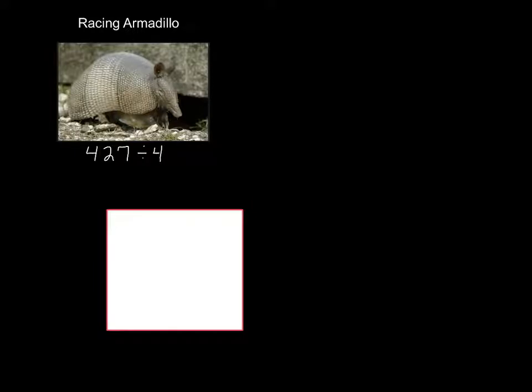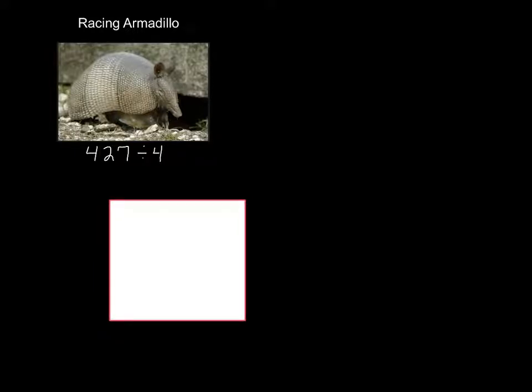Okay, so the first thing I want to do is grab an area box and make a little area box here. Now I'm going to take my divisor, which is 4, and plug it in right down here. So I'll write 4 right there. And I'm going to take my dividend, this is the number I'm dividing 4 by, right? And I'm going to plug it into my area box. So I'll do that right here with 427, okay?